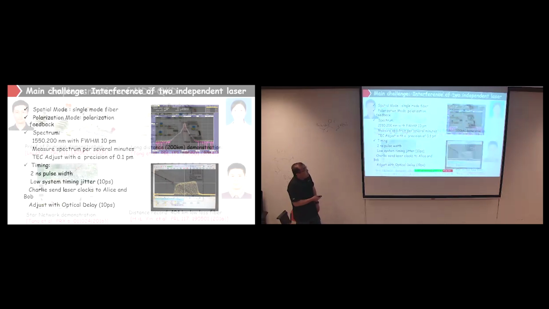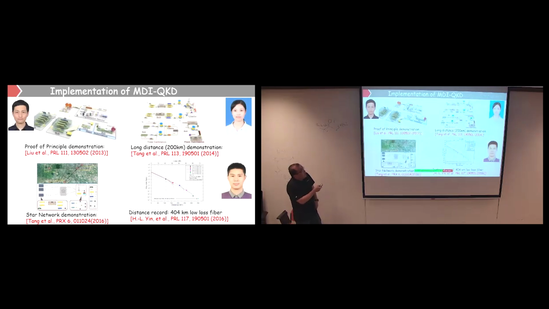That's what we did in 2013. It was a proof of principle demonstration in the lab in China. Later on, we extended it to 200 kilometers. The main trick is we changed the detector. At first we used an up-conversion detector, just like ESA did. Then we changed it to a superconducting single photon detector, and it could go to 200 kilometers. And later in 2016, we put it in Hefei, in the city.